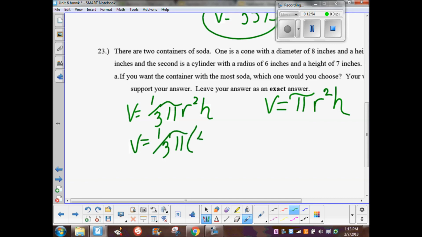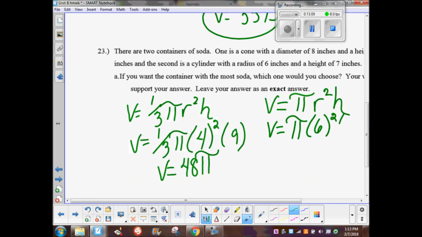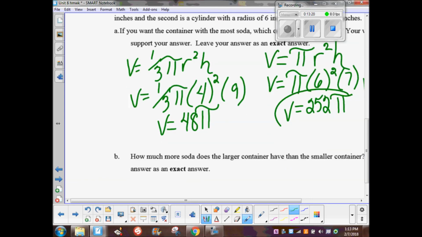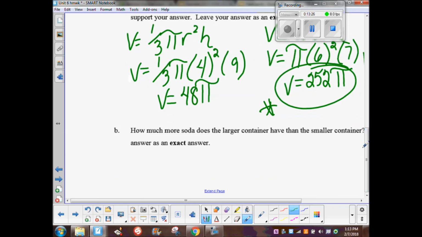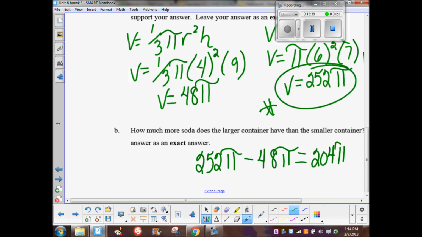1/3 pi r squared times 9. And we end up with, exact, so 48 pi for the cone, and then for the cylinder, 252 pi. Okay, comparing 48 pi to 252 pi, this one is bigger. That's the one you're going to want to buy. And then it says how much more soda. Exact answer, so how much more? Again, you subtract the big one minus the small one. In terms of pi, 204 pi more.